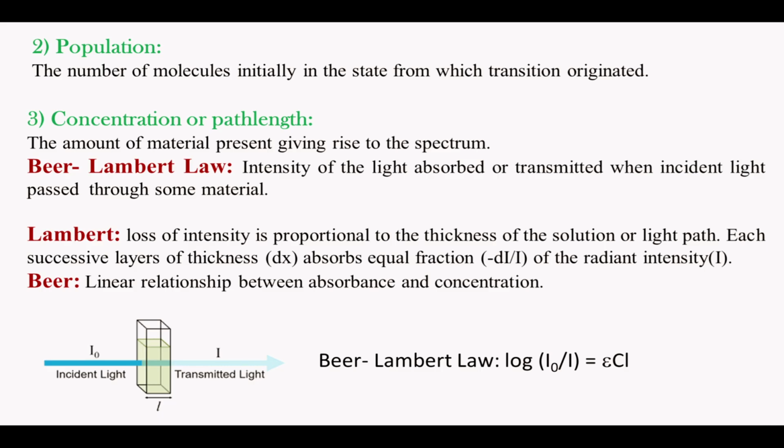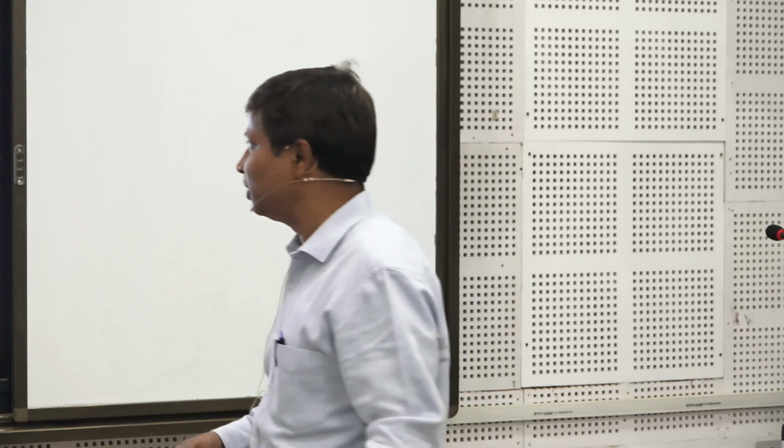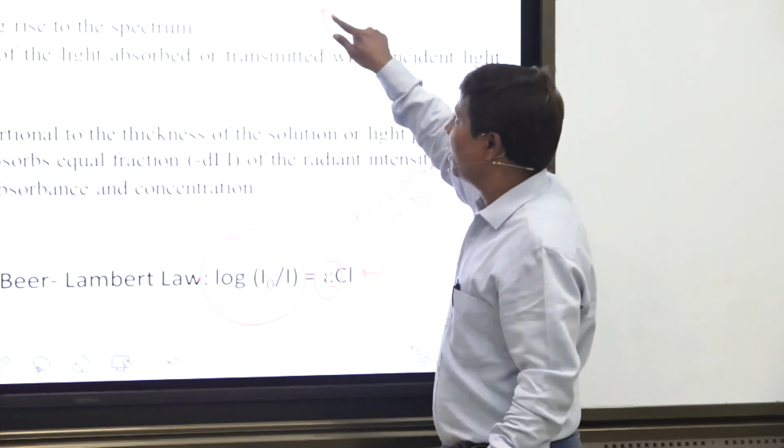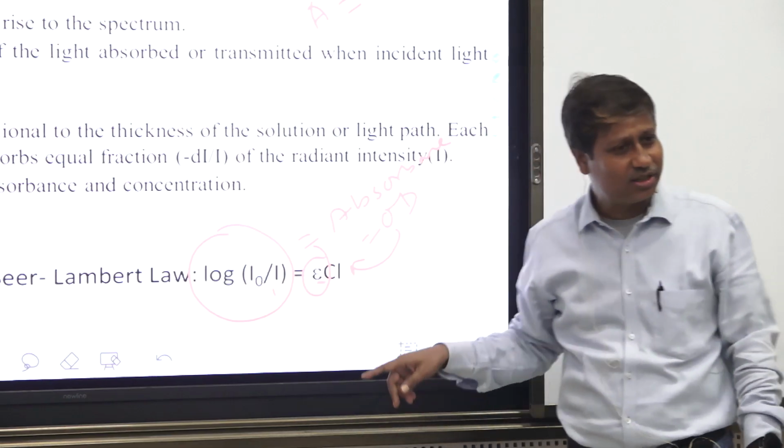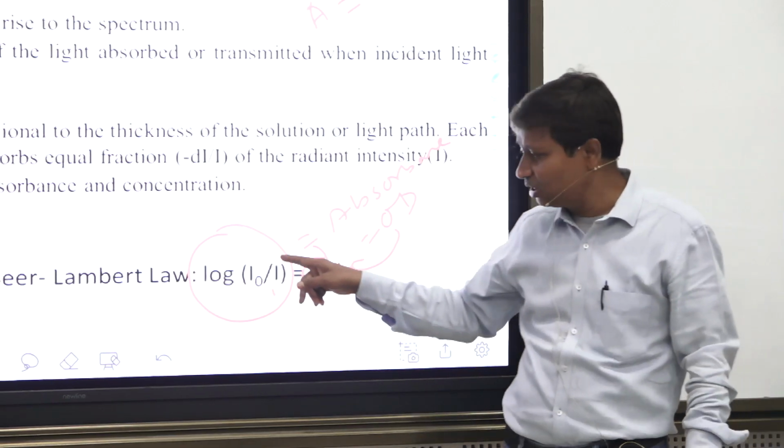Now, what is the importance of this epsilon? Epsilon is called molar absorptivity. If you have a molecule A whose epsilon is say 1000, and the unit is very easy to determine, because absorbance is unitless.